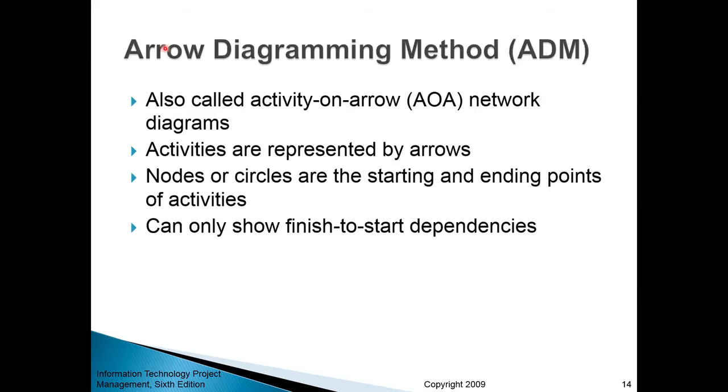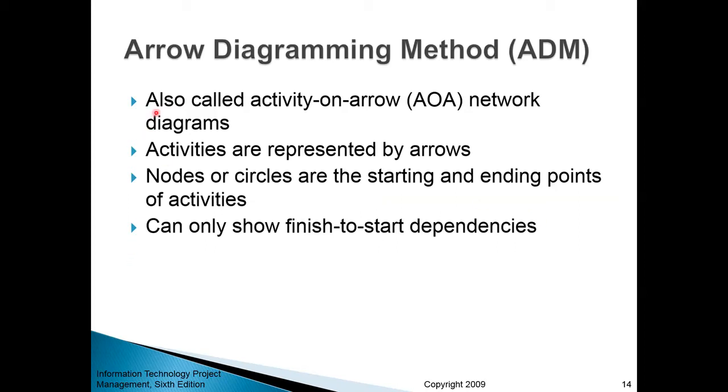The first method we'll look at is the so-called arrow diagramming method, or ADM. It is also sometimes called the activity on arrow network diagram. The reason it's called activity on arrow is that activities on a diagram under this approach are visualized as arrows. So activities are represented as arrows. Nodes or circles are the starting and ending points of activities.